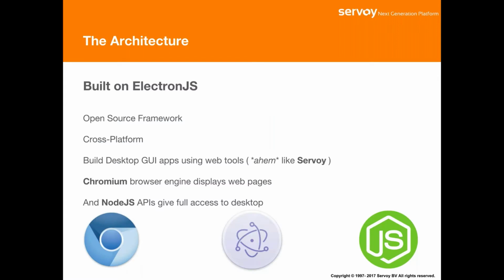A bit more about Electron. It's an open source framework. I'm showing you Windows right now, but it is cross-platform, so we can do this on Mac and Linux as well. And it's really meant to take HTML applications like Servoy applications and run them with native access. The way that works is it's really running the Chromium browser engine underneath it, and that is running on top of Node.js, which is just a generic JavaScript runtime that gives you access to everything. It's just a framework for doing all sorts of generic things on a machine.